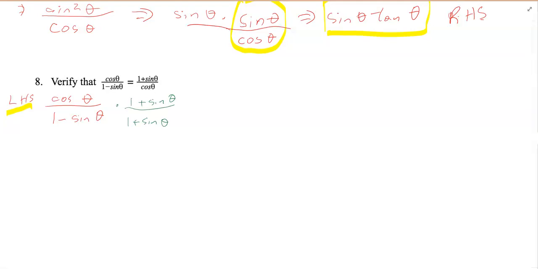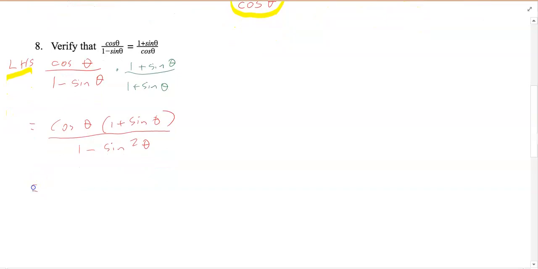So we have now cosine theta times 1 plus sine theta, all over, this becomes the difference of squares, 1 minus sine squared theta. But 1 minus sine squared theta is the same as cos squared theta. So we end up with cos theta times 1 plus sine theta over cos squared theta. And if we divide cos theta into cos squared theta, we end up with 1 over cos theta.